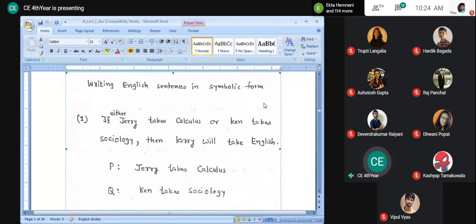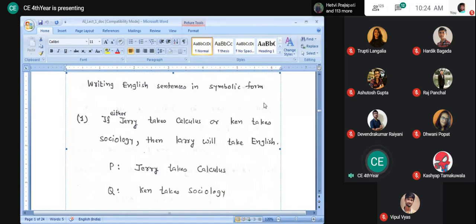Do not reply in this chat box. Just take a few minutes. Let others also realize this. Do not write the answer in the chat box. I'll ask you to write it. You can write at that time, not now. Let others think for a while. The sentence that is given to us is, if either Jerry takes calculus or Ken takes sociology, then Larry will take English. We need to represent this sentence as an expression in propositional logic.